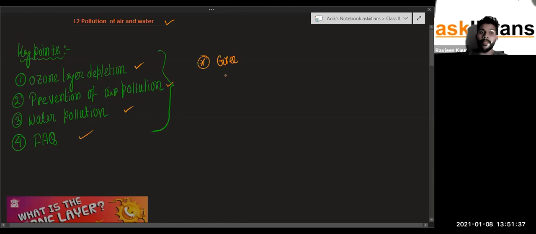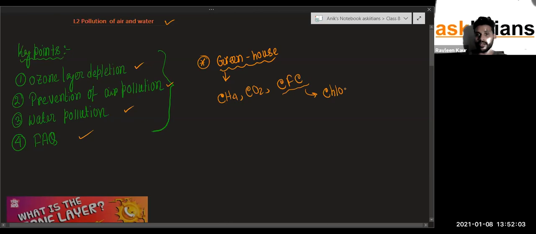So there were some greenhouse gases. Do you remember? Can you tell me the name of a gas which is there in the greenhouse effect? Pause the video and try to tell me the name. CH4, CO2, CFC. What is the full form of CFC? Chlorofluorocarbon, right? The full form is chlorofluorocarbon. So these are the greenhouse gases, right? What are they doing? They are increasing the temperature of the earth.